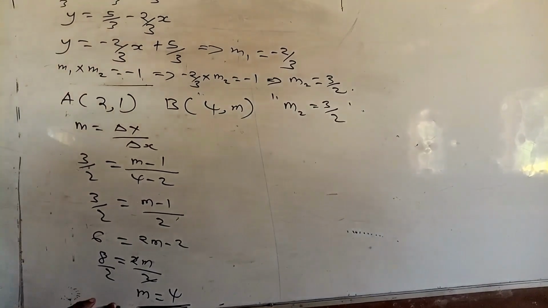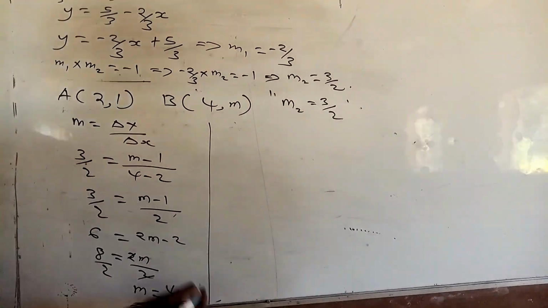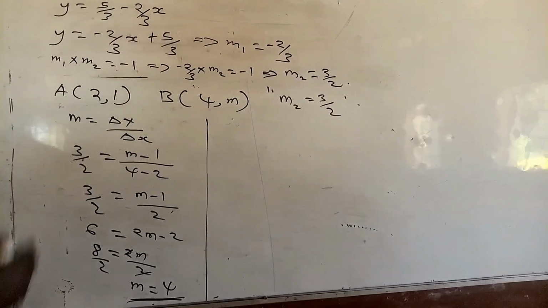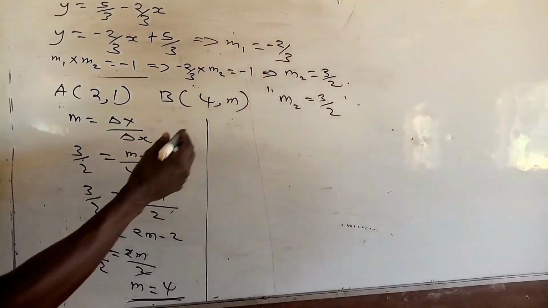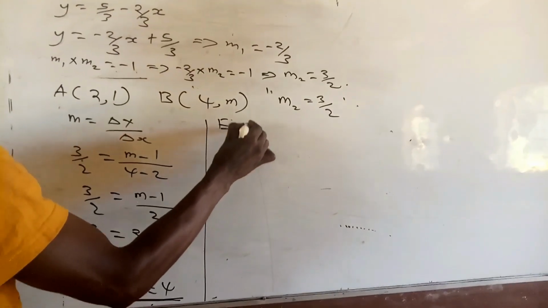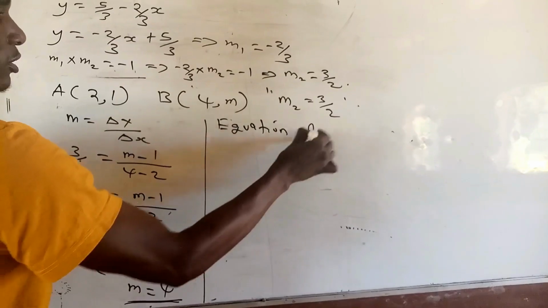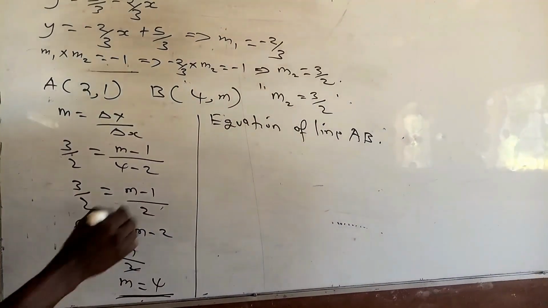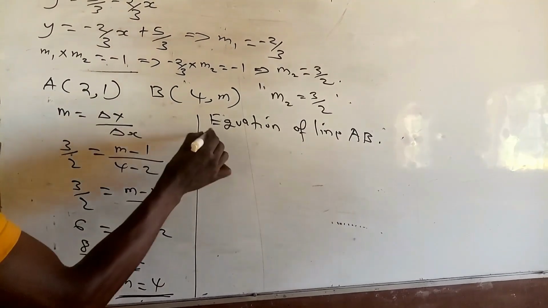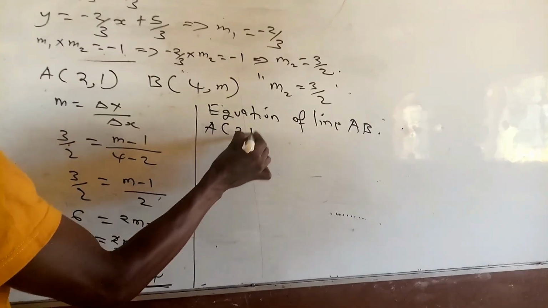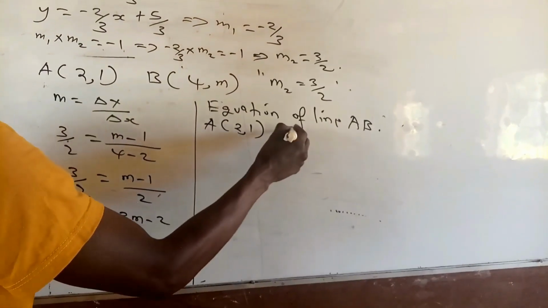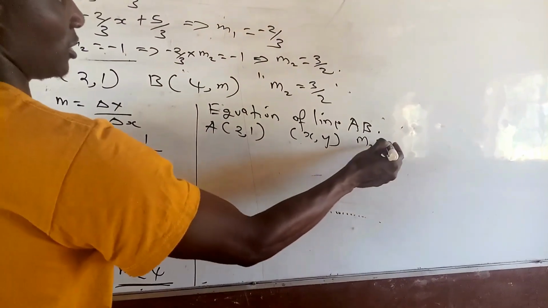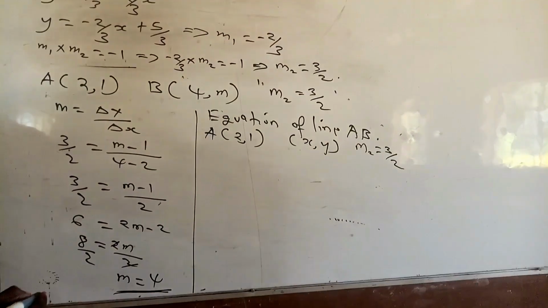So the value of m is 4. Now that we have those two, we have the point, we have the gradient, we can go ahead and get even the equation of the line. So the equation of line AB will now be, since I have one point, I can take point (2, 1), and another point which is (x, y), and I have the gradient which is 3 over 2. I can go ahead and get the equation.